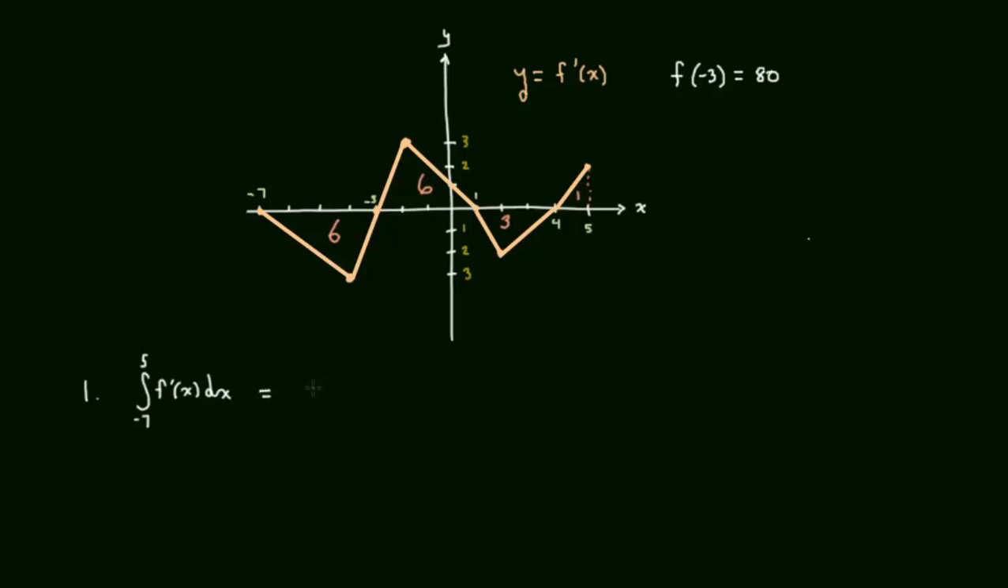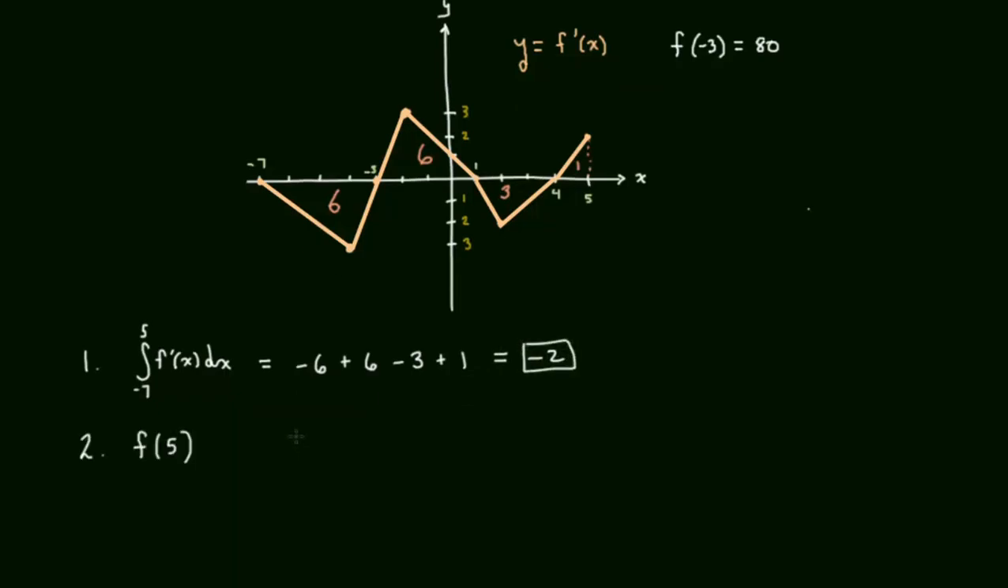Appealing to geometry, the first triangle is underneath the x-axis, so it's a -6. And then the next one is above the x-axis, and then below, and then above. And so this comes out to be -2 for question 1.